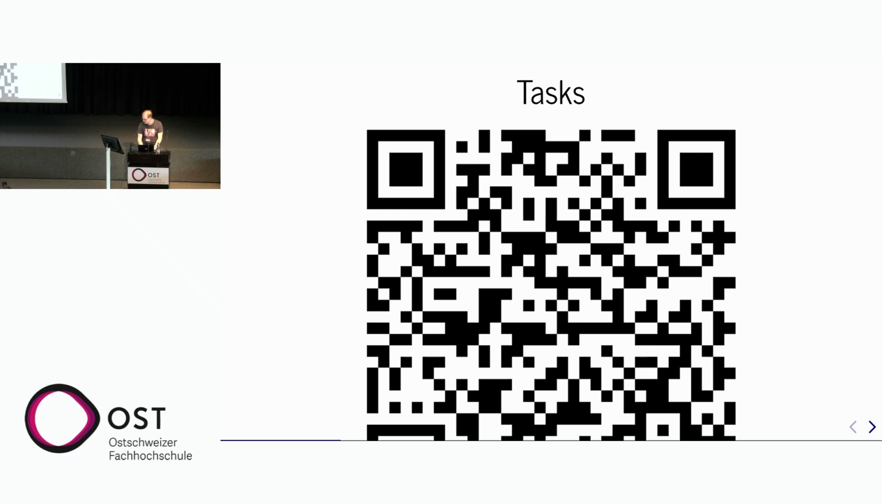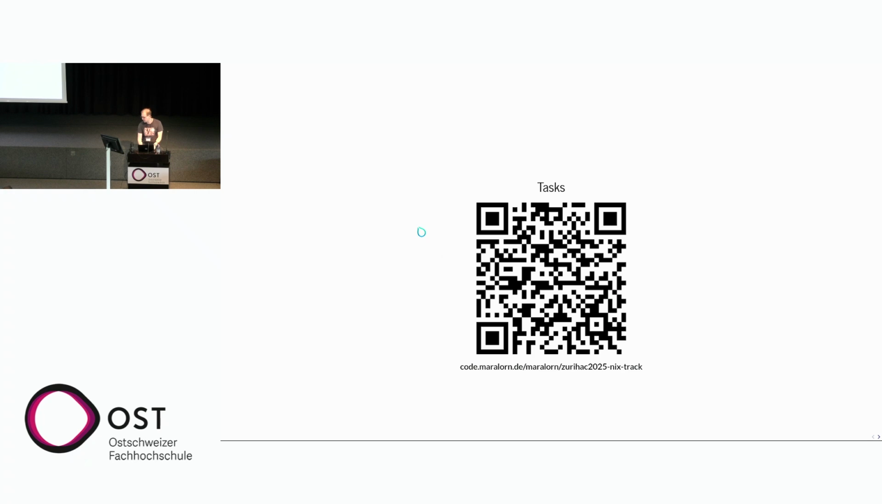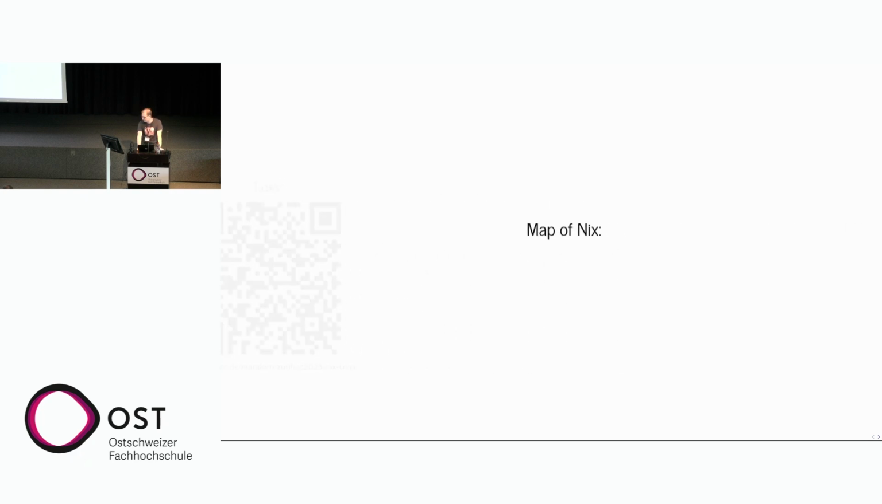So now I need to zoom so you can read the QR code. Here we go. So under this URL, you can find the tasks in the README. It's probably better to first listen to me and then later start with the tasks. But if it's too boring what I'm saying, then just start right now. The QR code will be shown again later.